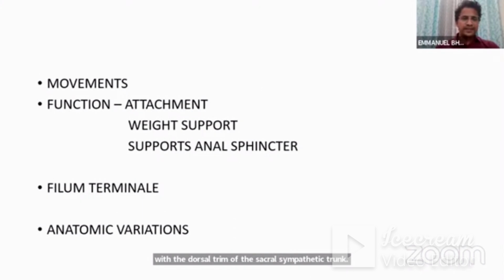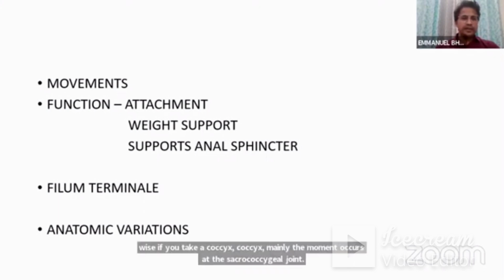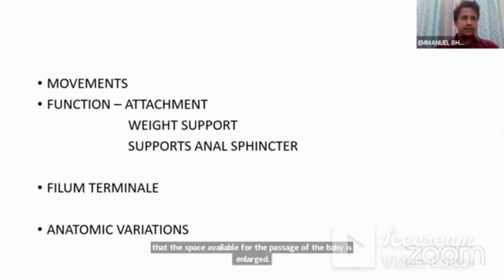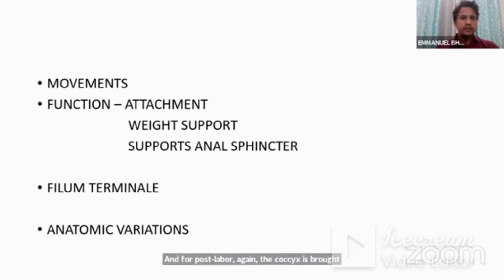Movement wise, the movement mainly occurs at the sacrococcygeal joint, mainly during the sitting and the standing position. Also during labor, the coccyx moves posteriorly so that the space available for the passage of the baby is enlarged. Post labor, the coccyx is brought back into position as it moves anteriorly.